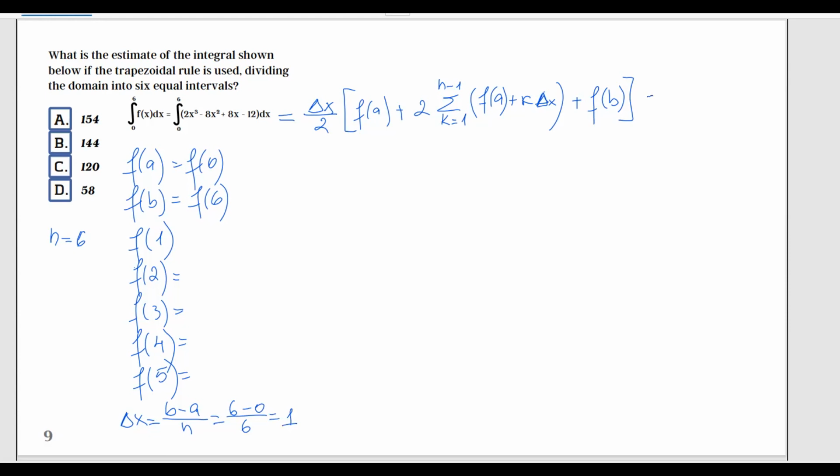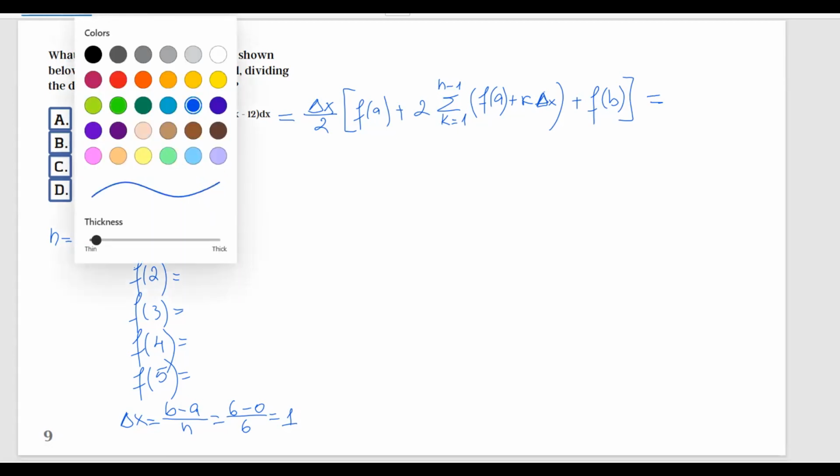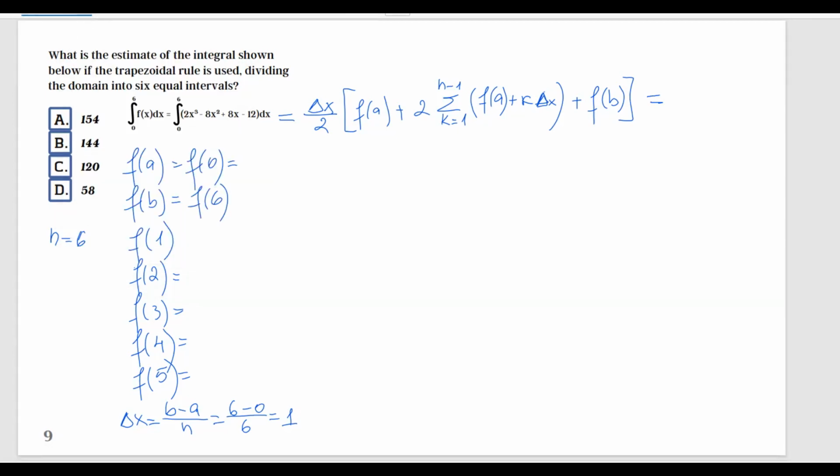So I'm going to come back here. Or actually, let me calculate all of these. So f of 0 is going to give me a value of minus 12, right? And then f of 6, let me use the calculator because I don't really want to fill this page with this calculation.